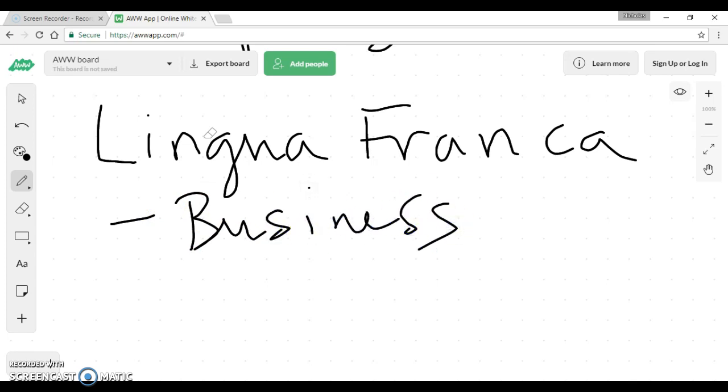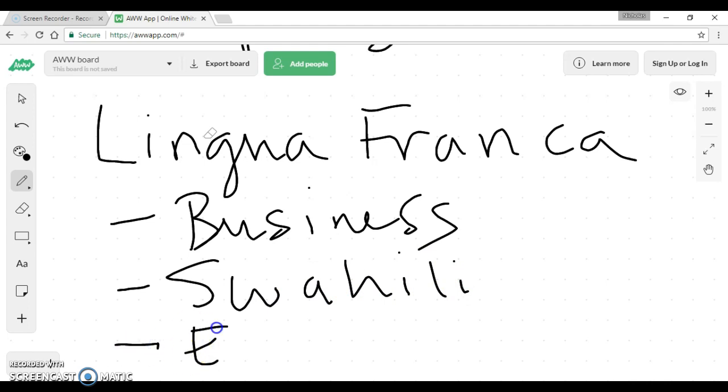We know that in Africa, for example, Swahili is a lingua franca, but the world's lingua franca is English. So that is the language of business, and people will use English as a lingua franca to communicate if they have different languages. Now, we also raised some questions about the existence of lingua franca in the future.